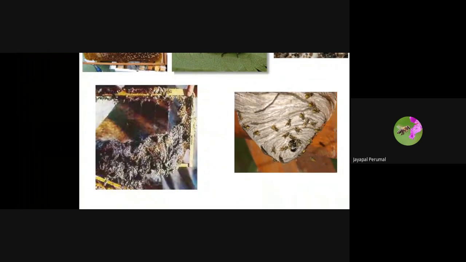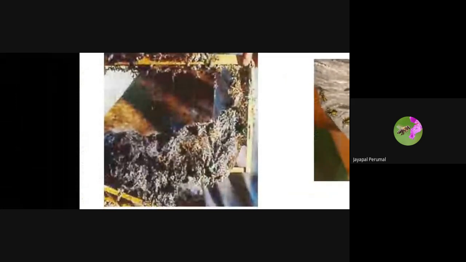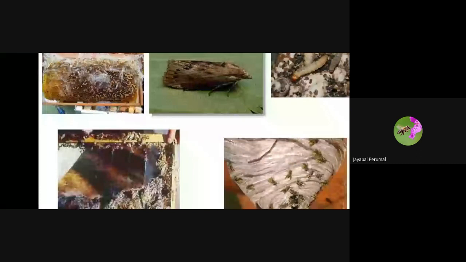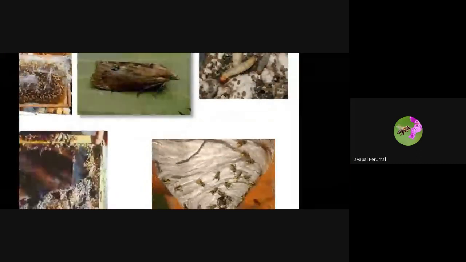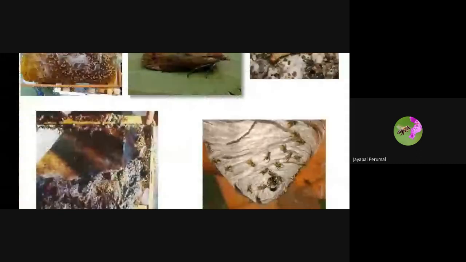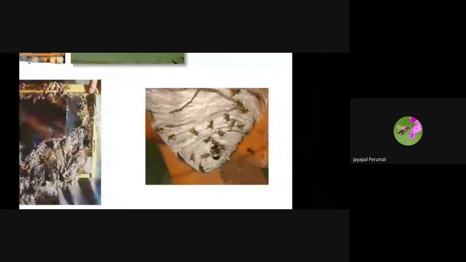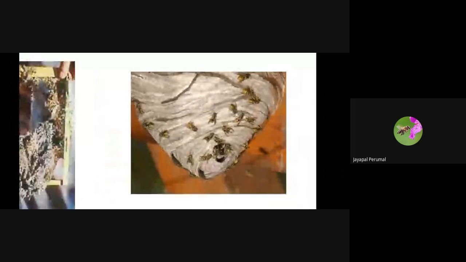This is a severe incidence of wax moth. In earlier stages you can see the larva of wax moth in this picture, adult and larva. Severe incidence of wax moth. And this is the wasp. In Kannada, we call it Kadaja. A wasp which eats the larva and adult of the honeybee.